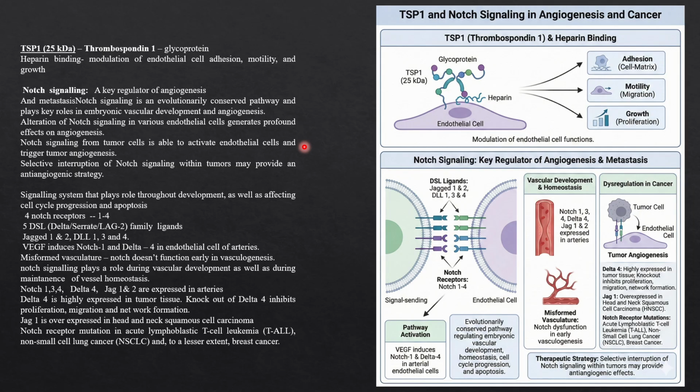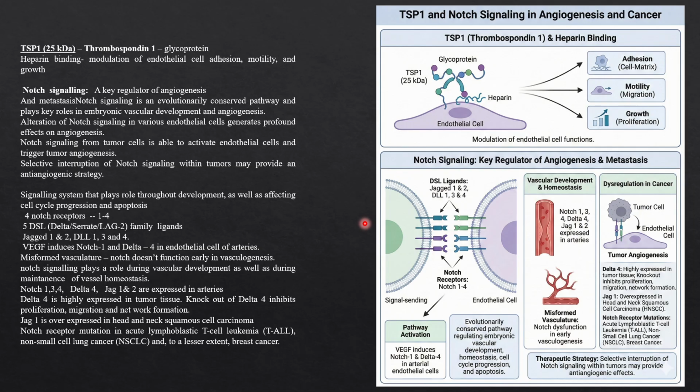The TSP1 and Notch signaling in angiogenesis and cancer. So this slide highlights two important regulatory systems in angiogenesis, TSP1 and Notch signaling. TSP1 is a glycoprotein which modulates endothelial cell functions such as adhesion, migration, and proliferation, often acting as an anti-angiogenic factor. It helps maintain the balance by counteracting the excessive formation of vessels.